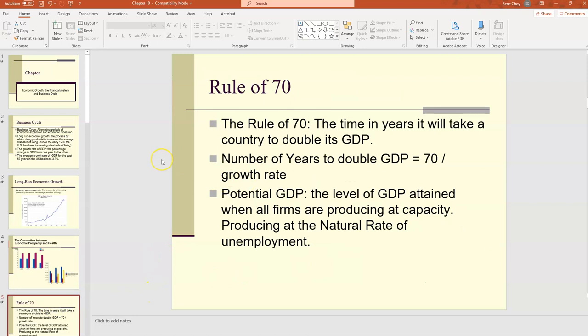All right, let's talk a little bit about something called the rule of 70. The rule of 70 is basically a guesstimate of how quickly a GDP will double in size. So it's basically a guesstimate for how long it will take for a country's GDP to double. Now, how does it work?